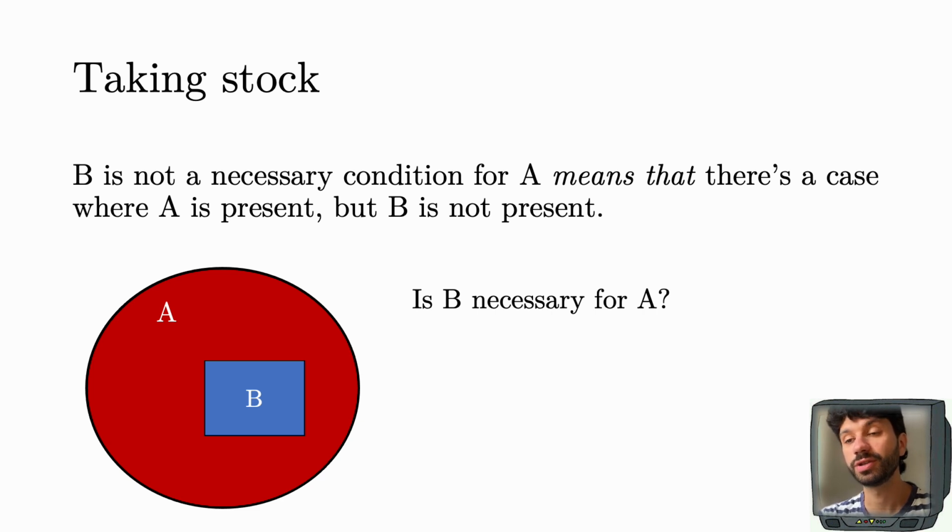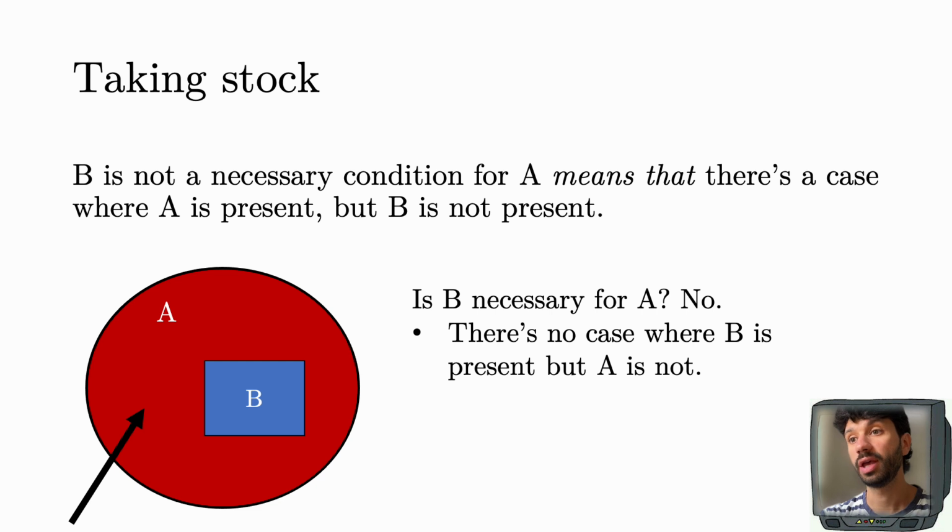Well, of course there is. The whole part of A that's red but not blue is going to be such a case. So is B necessary for A? No, it's not. And here's just one example of where that's the case. Where the arrow is pointing, A is present, but B is not. So there's no case where B is present, but A is not.